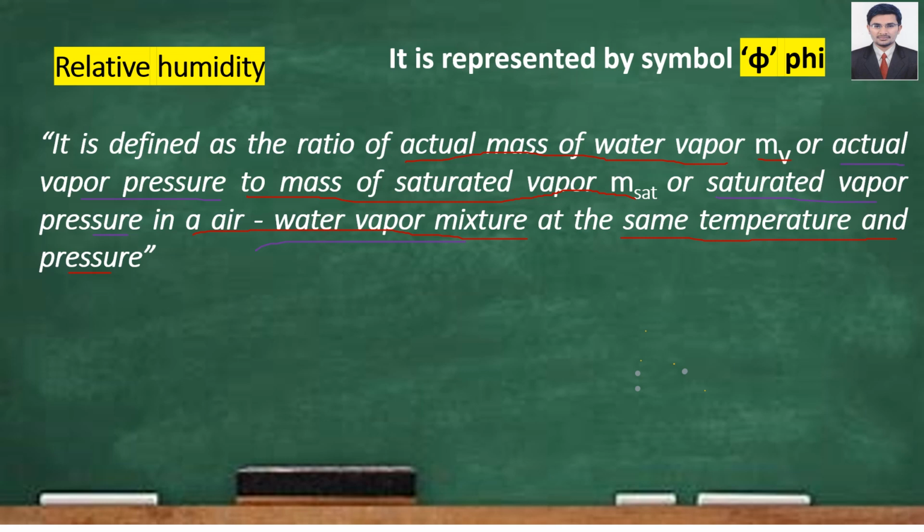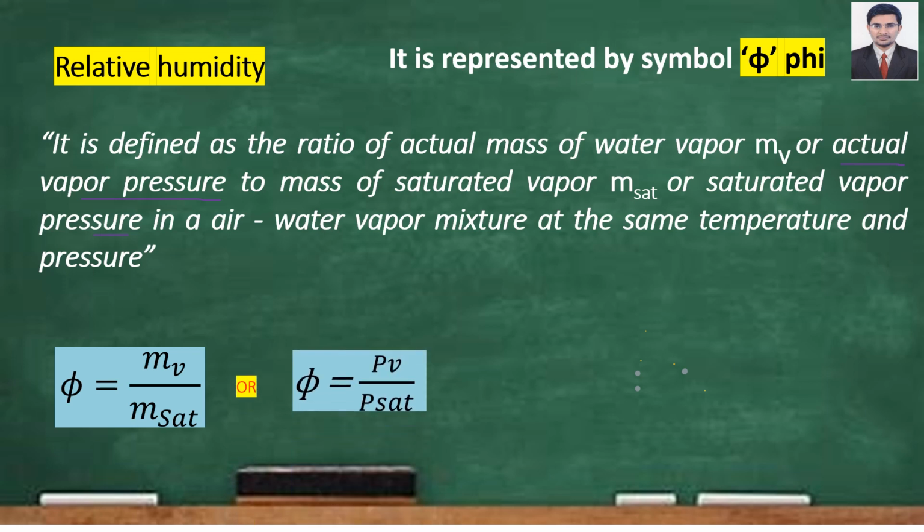The first equation: relative humidity, represented by phi, is defined as the ratio of the mass of vapor to the mass of saturated vapor. Now I will remove these lines. Now the type 2 equation: relative humidity is defined in terms of the pressure of the vapor to the saturation pressure.